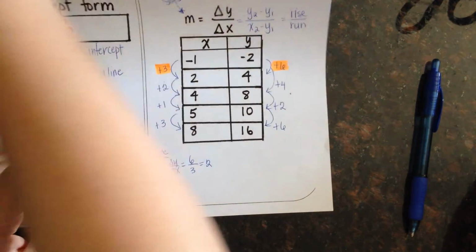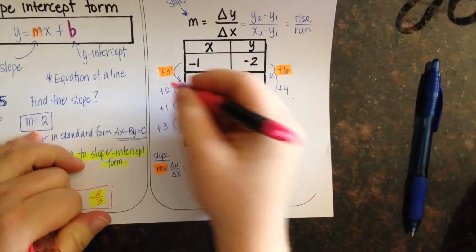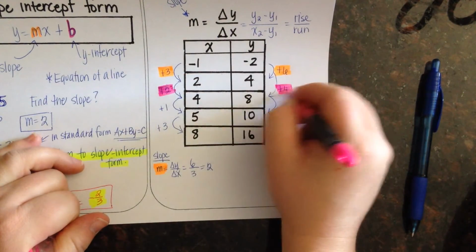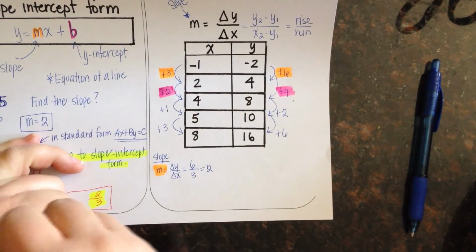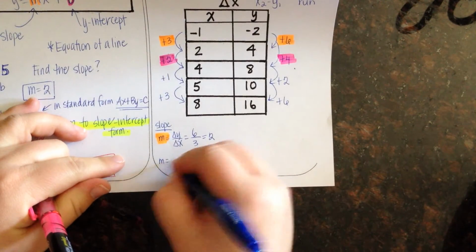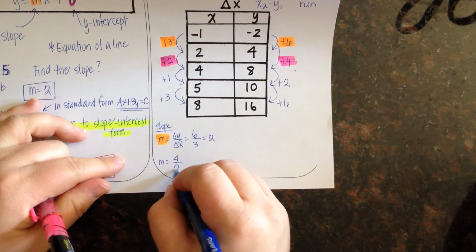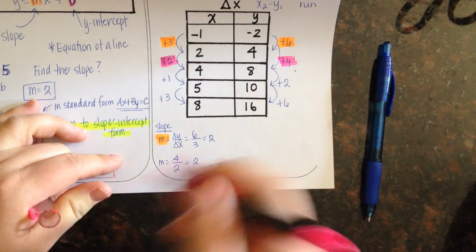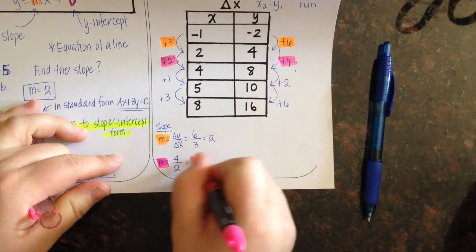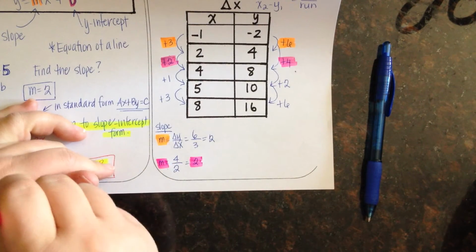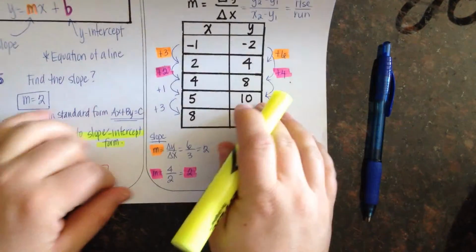The next slope I'm going to calculate, I'm going to look at the change in y and the change in x for the pink values. Okay, and so m equals, my change in y was 4 over 2, which when I reduce that is 2. Okay. Next one.